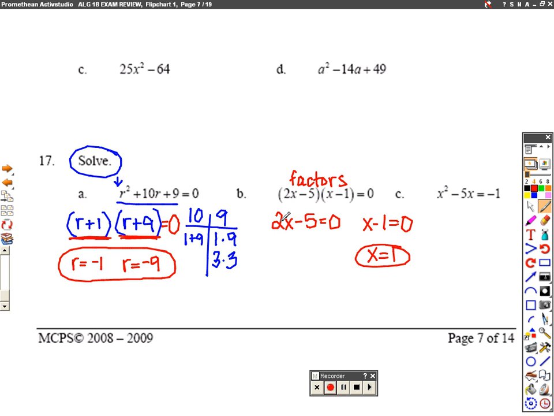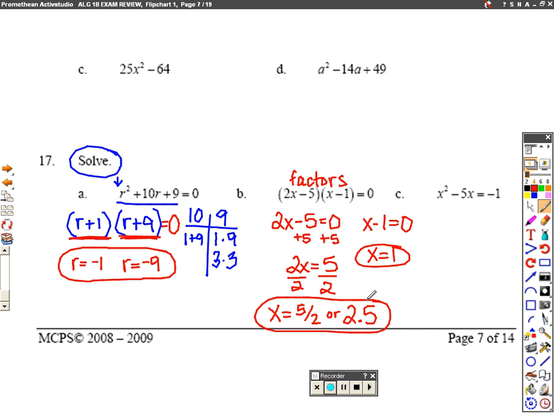Now, the left one does have 2 steps. To make this one equal to 0, I would have to add 5 to both sides. 2x equals 5. And then I would have to divide both sides by 2. So you could write your answer 2 ways. You can say x is equal to 5 halves, or if you type that in your calculator and you like decimals, 2.5. So again, you have 2 answers to letter B.